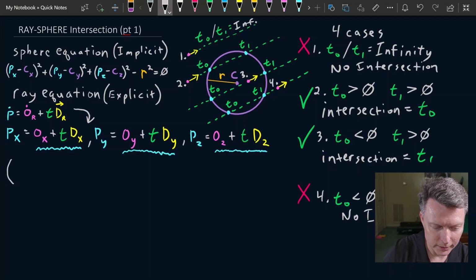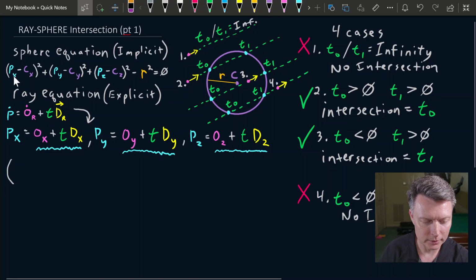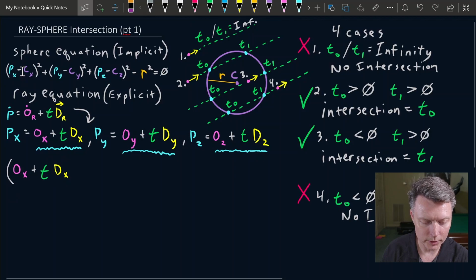So I see a px first. So now we're up here. We're going to read this from left to right and just plug in the equations as we see them. So px equals ox plus t dx. So I'm going to write that first. And then continuing on with our sphere equation, it says minus cx. So I have to do that.